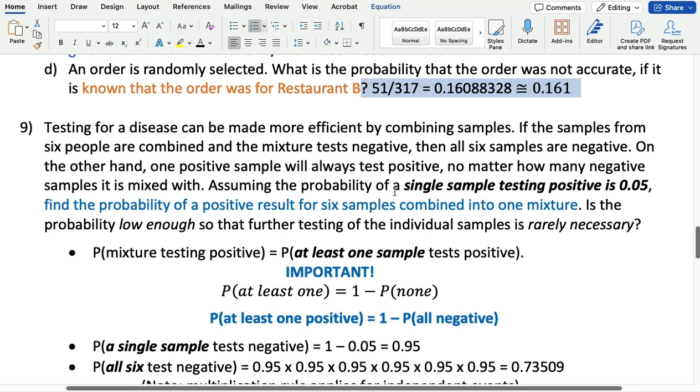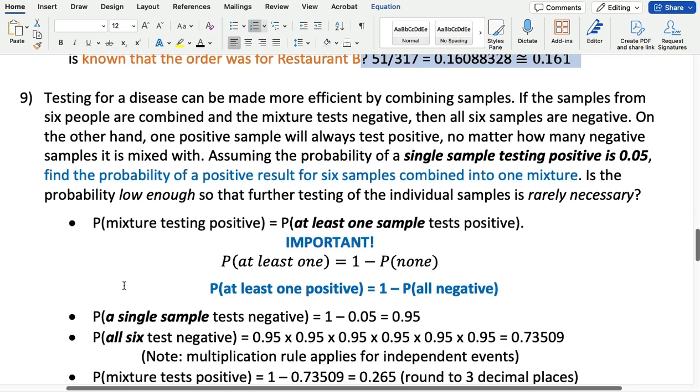So assuming that the probability of a single sample testing positive is 0.05, find the probability of a positive result for 6 samples that are combined into one mixture. And then, is the probability low enough so that further testing of the individual samples is rarely necessary? So we're trying to answer the rare question here.